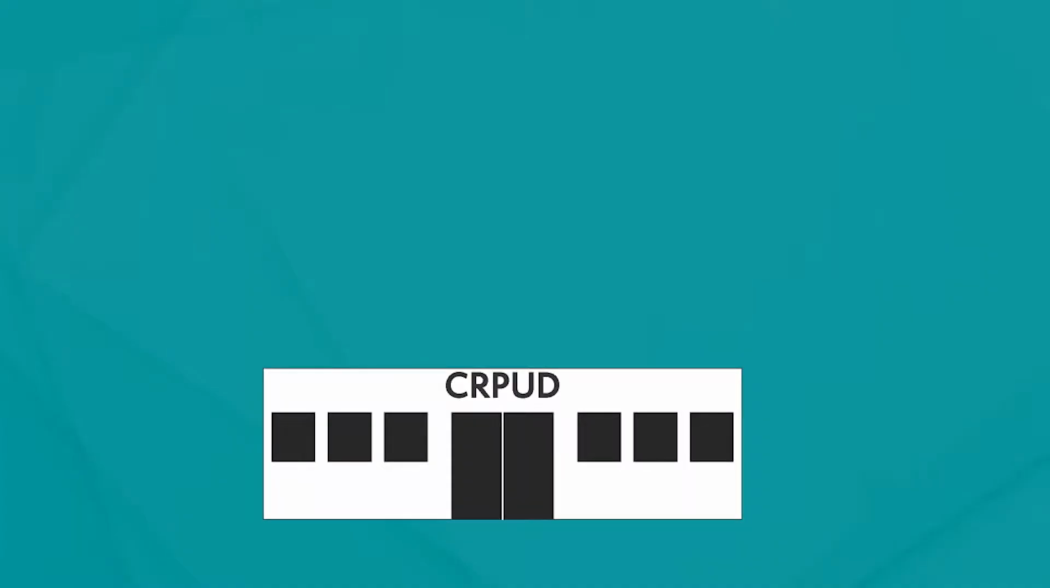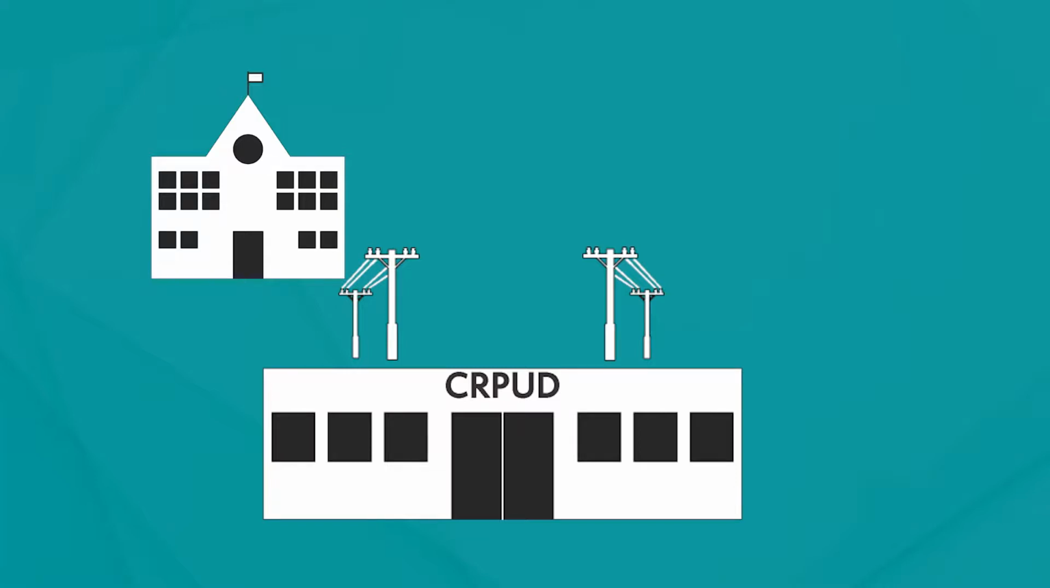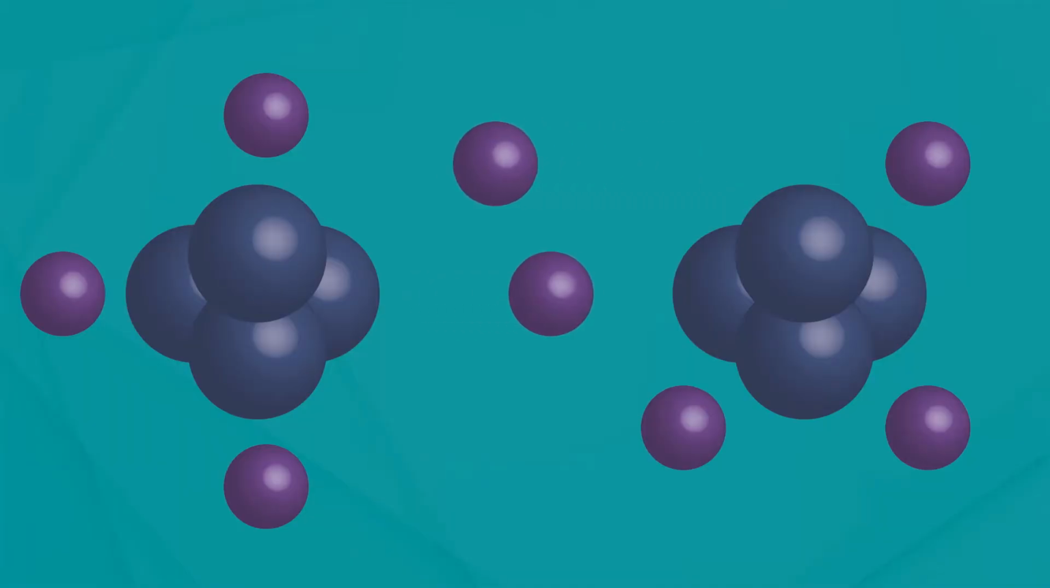If you remember from our last video, Columbia River PUD delivers electricity to our community. We deliver it to your school and to many of your homes, depending on where you live. Today, we'll do a quick review of the last video, then we'll talk about how electricity travels in a circuit, about conductors and insulators.